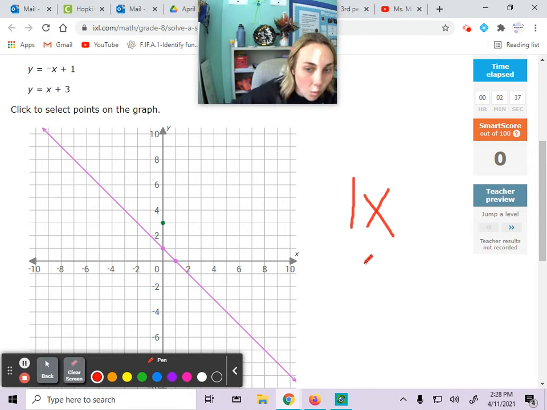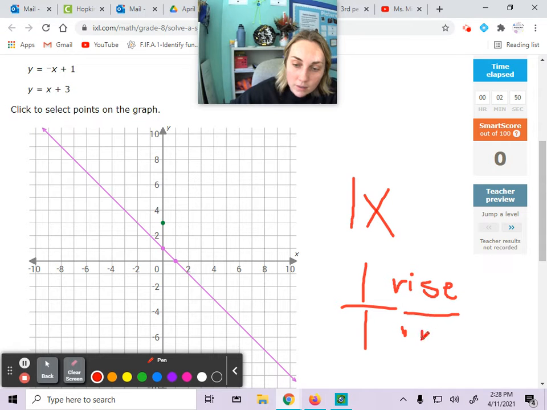And to make it into a fraction, you're literally going to put it over 1. That's going to go for any number. By itself, you put it over 1 to turn it into a fraction. My rise is now 1. My run is now 1.